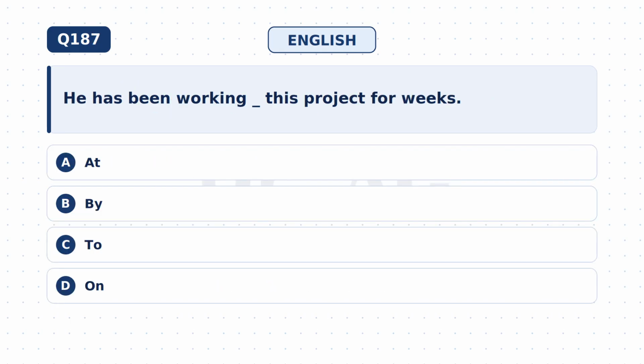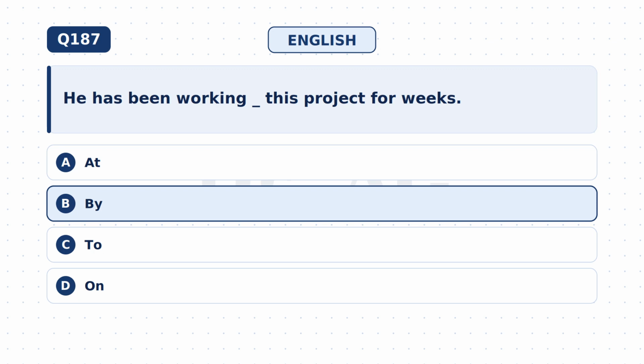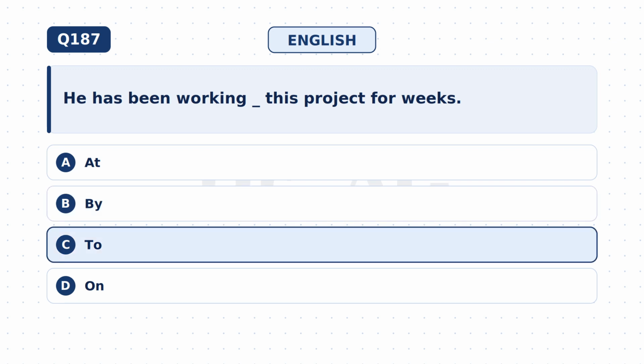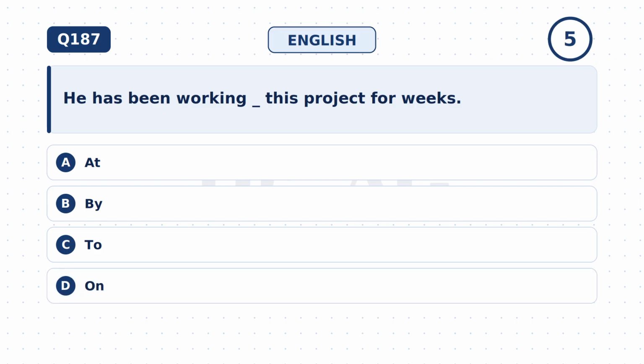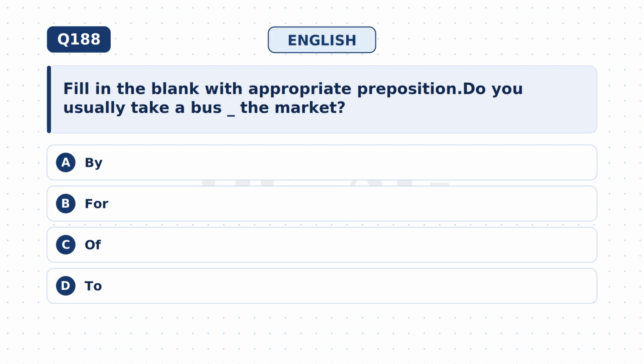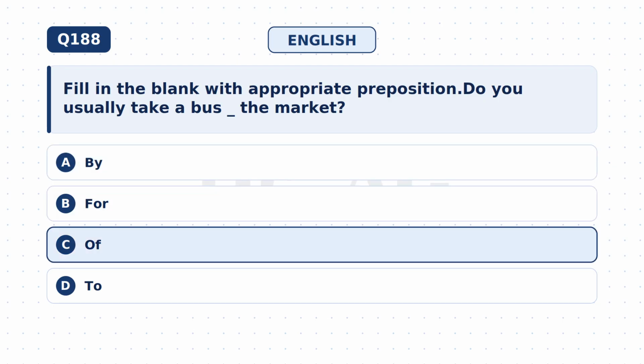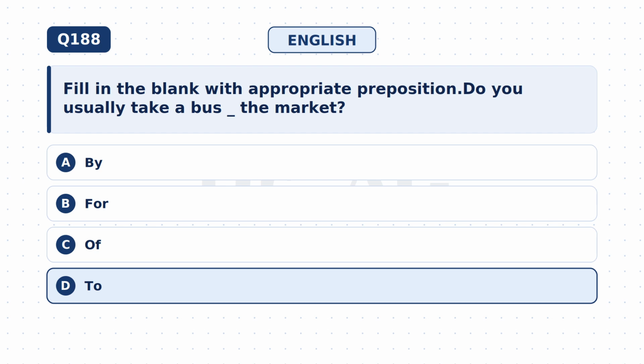Question 187. He has been working blank this project for weeks. Option A, at. Option B, by. Option C, to. Option D, on. The correct answer is D, on. Question 188. Fill in the blank with appropriate preposition. Do you usually take a bus blank the market? Option A, by. Option B, for. Option C, of. Option D, to.